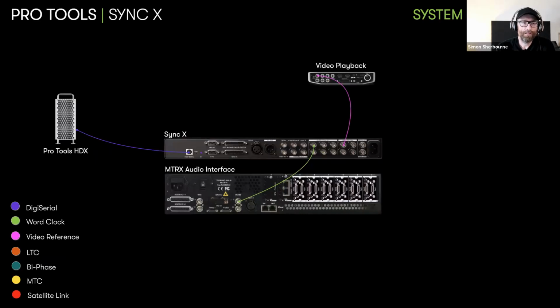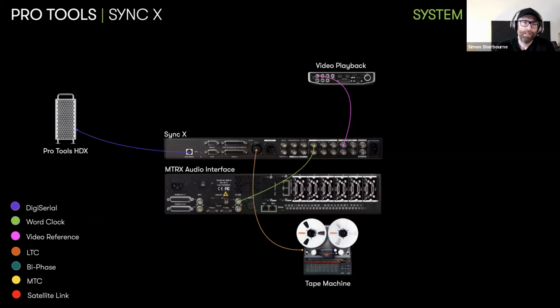And then the second most common situation we're probably going to see is some kind of video playback device, which we want to clock to Pro Tools. And there we've got video reference connection coming in, which I'm not going to get too much into now because I want to talk about that in a couple of minutes. Another possibility, a traditional tape machine type arrangement with just an LTC connection, which we can use both for positional timecode location and for tracking the speed of playback.